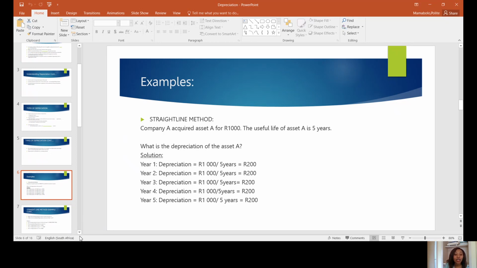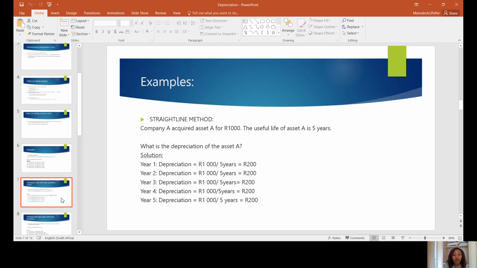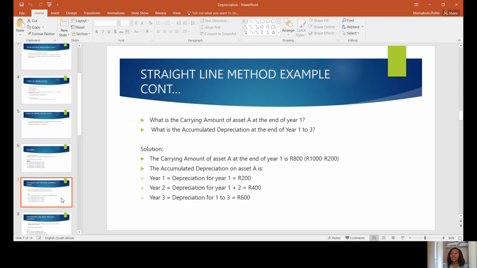What is then our accumulated depreciation of this asset? At year 1, it will be 200. At year 2, it will be 200 of year 1 plus the 200 of year 2, then we get 400. The accumulated depreciation at year 3 will be 600 because it will be the 200 of year 1, 200 of year 2, 200 of year 3, then we get 600 Rand.